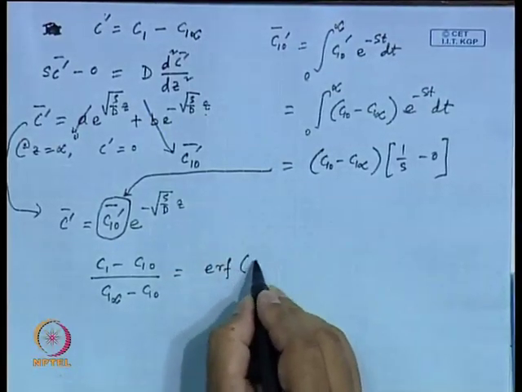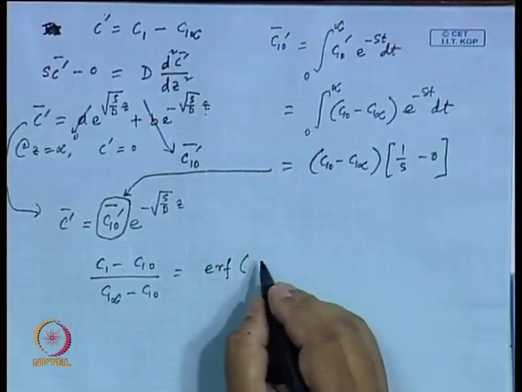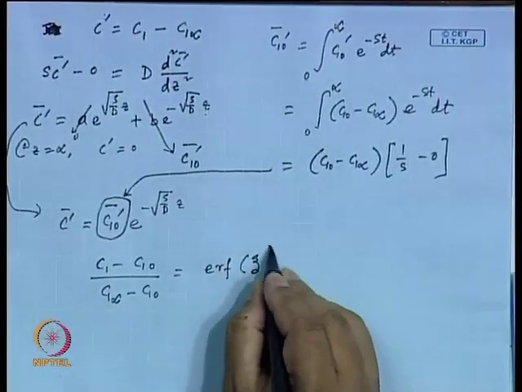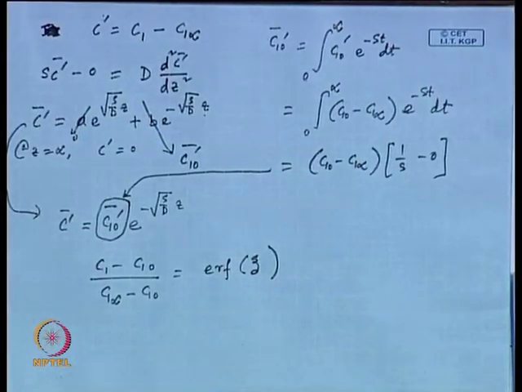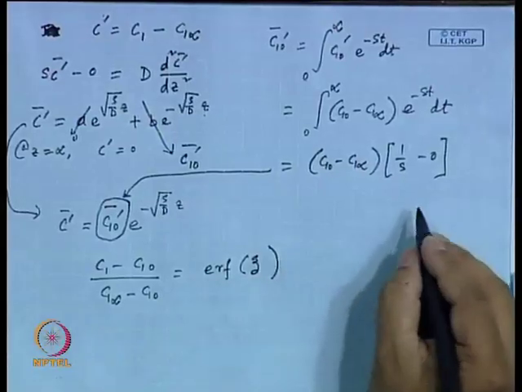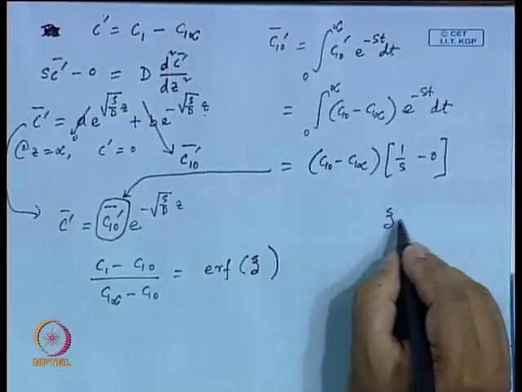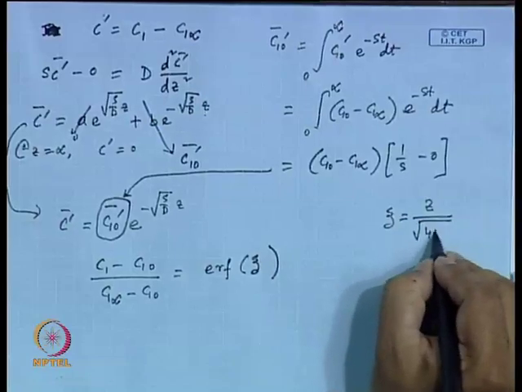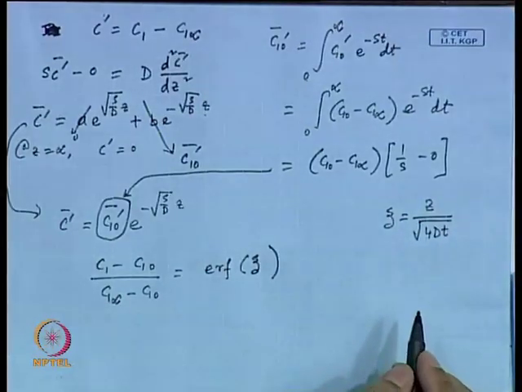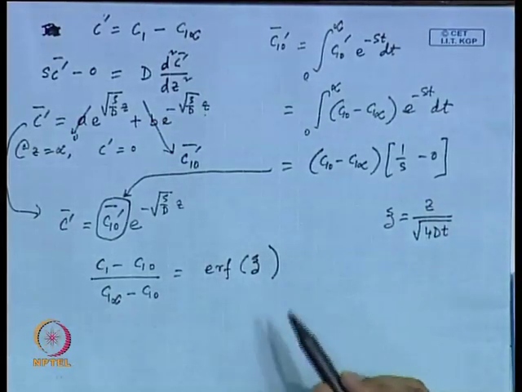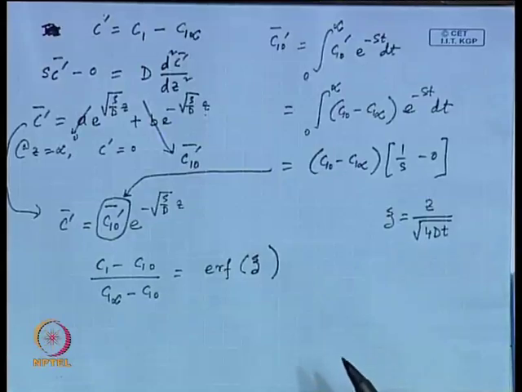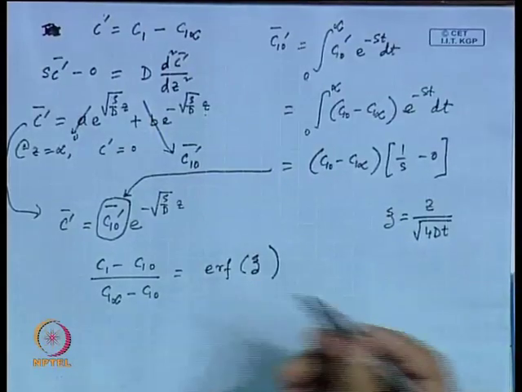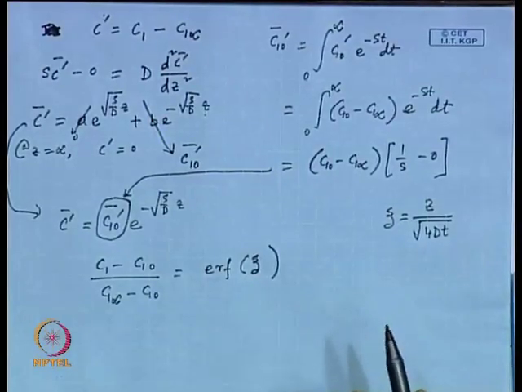error function of zeta. And what is zeta? Zeta is equal to z divided by square root of 4 dt. So, this would be equal to error function of zeta. In the Laplace transform table, it is written as error function.